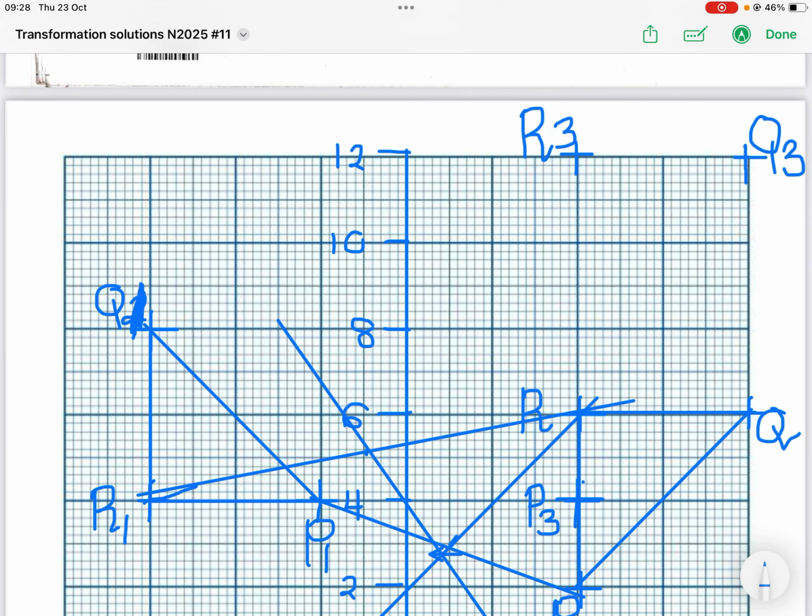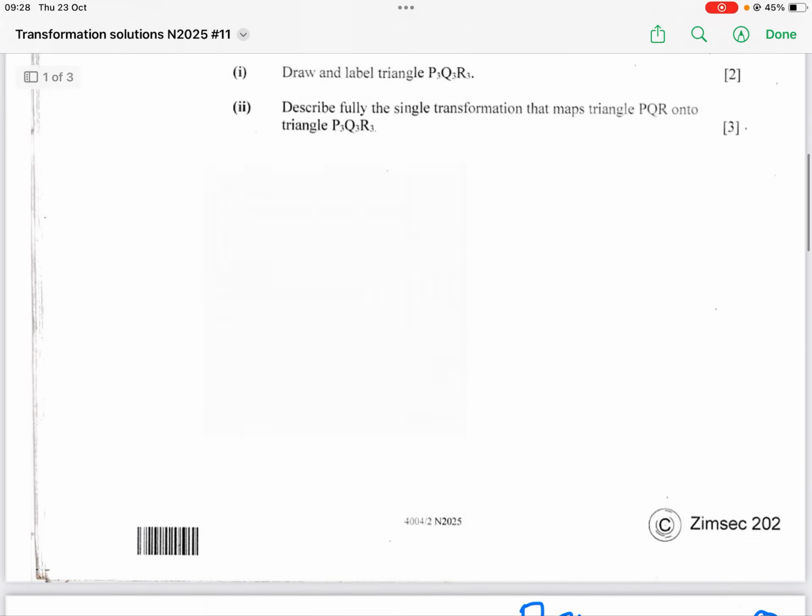And then after that, we need to join. So P3 to R3. Join like this. And then R3 to Q3. Yes, and then P3 to Q3. Yes, this is going to be our image. By doing this, you get your 2 marks.